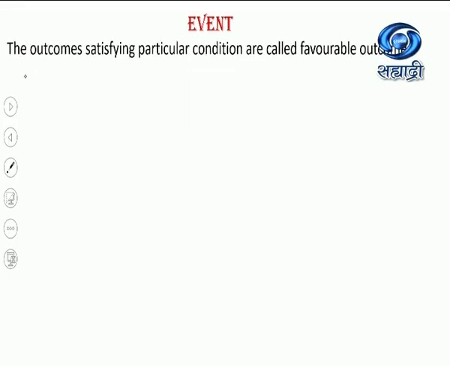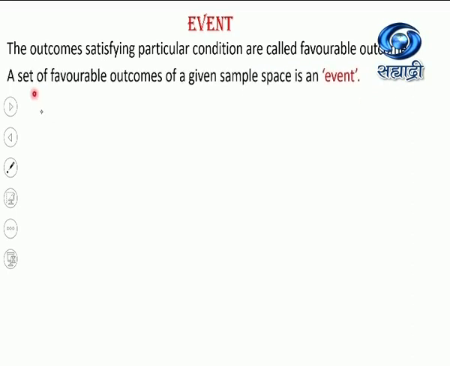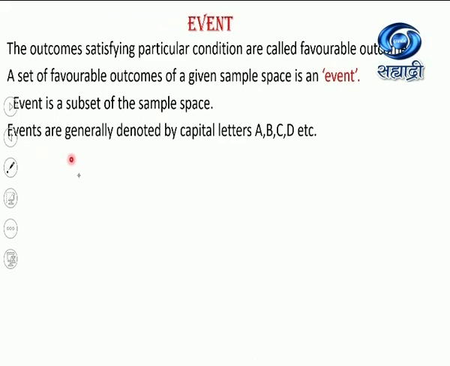So today let us revise the topic event which we studied in the previous lecture. The outcomes satisfying a particular condition are called favorable outcomes. A set of favorable outcomes of a given sample space is an event. So in an event, we write the sample points which satisfy particular conditions. Therefore, an event is a subset of the sample space. Events are generally denoted by capital letters A, B, C, D, etc.